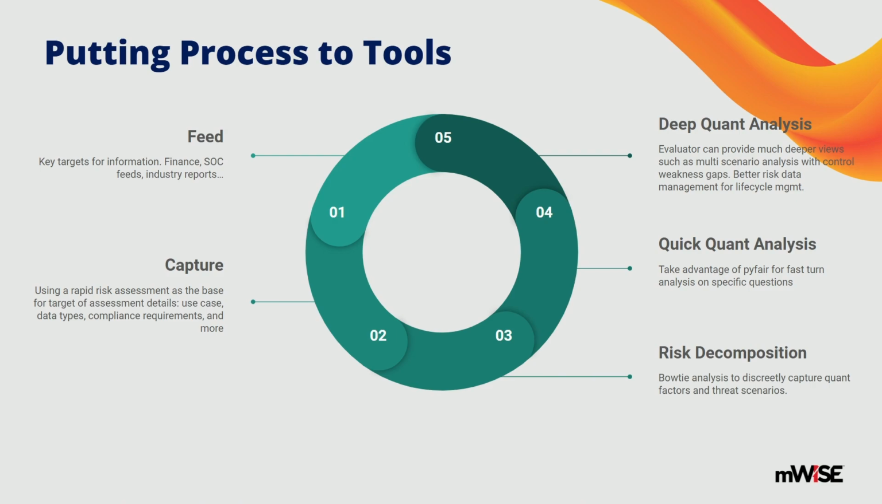And then you need something that you can capture this information into, right? You need a way of capturing it in order to process it. And we'll talk about rapid risk assessments in a second. And then decomposing the risk. I particularly like bow tie analysis for its simplicity, especially for training the executive set. So we'll go into that a bit. And then at that point, a decision on, all right, do we want just some quick analysis on this, something like PyFair, or do we want a deeper analysis that gives a lot more depth and detail with Evaluator?